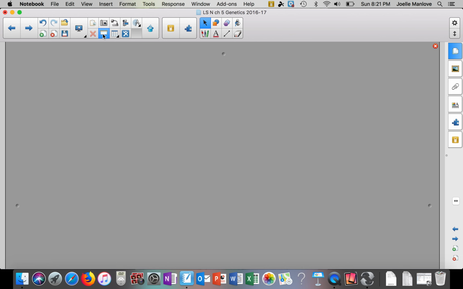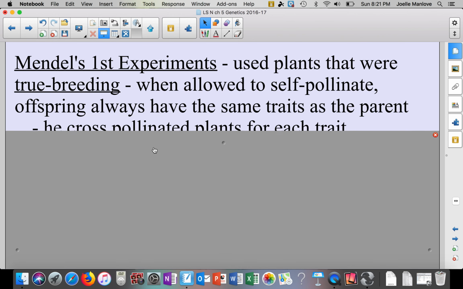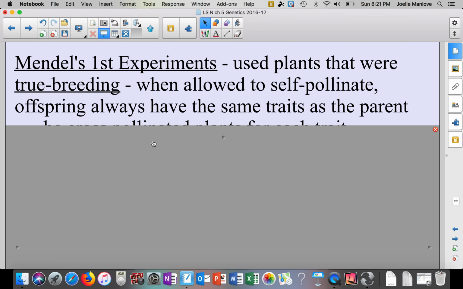Okay, now that we know about those 2 kinds of pollination, we can talk a little bit more about exactly what Gregor Mendel did. We have what we call his first experiments and his second experiments. In Mendel's first experiments, he used plants that were called true breeding. For a plant to be true breeding means that when it's allowed to self-pollinate, the offspring are always going to have the same traits as the parent. For example, if it was a white flower and it's self-pollinated, all of the offspring will be white flowers. They're going to have the same traits as the parents.